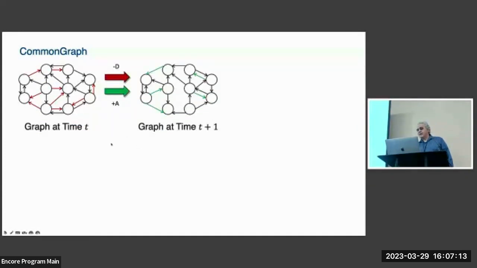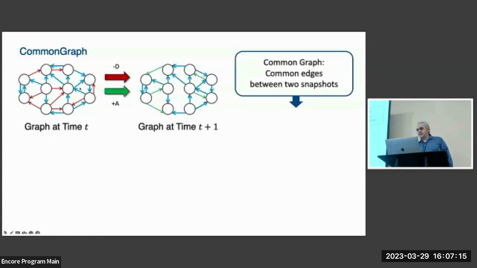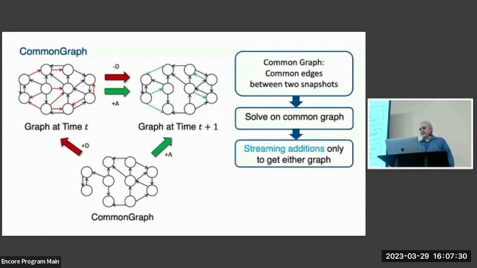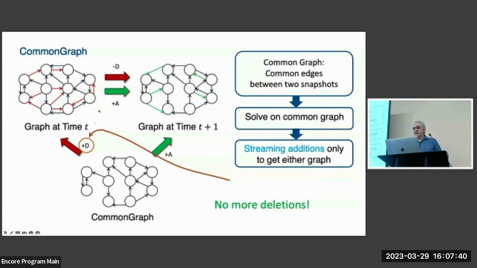If I start somewhere in the middle where I have only the common edges, the blue ones, then I can go to the right by adding the additions, or I can go to the left by adding the deletions, not deleting the deletions, right? So this is our common graph. We solve the computation on it, and then I go to the right by applying this part of the changes, and I can go to the left by applying this part of the changes. The cool thing is it's plus D over here instead of minus D. So deletions are gone. We converted deletions to additions. So we can party, I suppose.